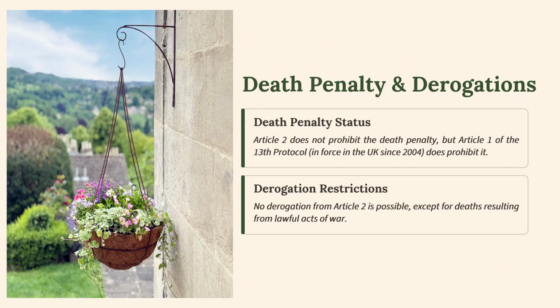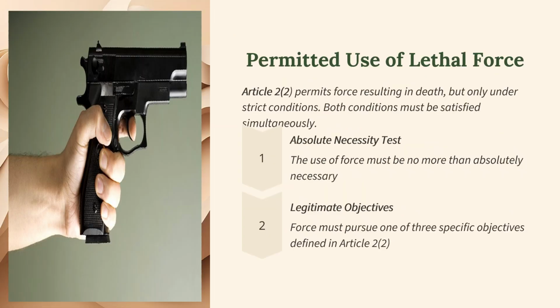The death penalty and derogation. Now, Article 2 does not prohibit the death penalty, but Article 1 of the 13th Protocol, in force in the UK since 2004, does prohibit. That's why in the previous slide you'll see me cross out some of the parts in the article. Derogation restrictions: no derogation from Article 2 is possible except for deaths resulting from lawful acts of war. There are permitted uses of lethal force contained in Article 2.2, which permits force resulting in death, but only under strict conditions. Both conditions must be satisfied simultaneously.